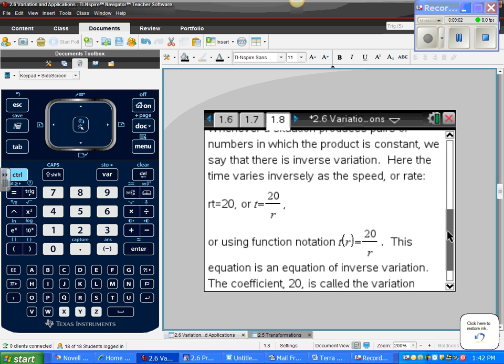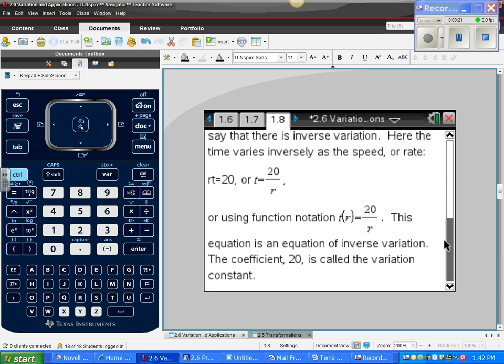So we wind up with this equation, rate times time equals 20, right? That's the same thing as time equals 20 divided by the rate. Or in function notation, time in terms of rate equals 20 over the rate. So this is the equation of an inverse variation. Our constant, our coefficient 20, that's our variation constant, sorry, constant of variation. Okay, so that's going to be our K.